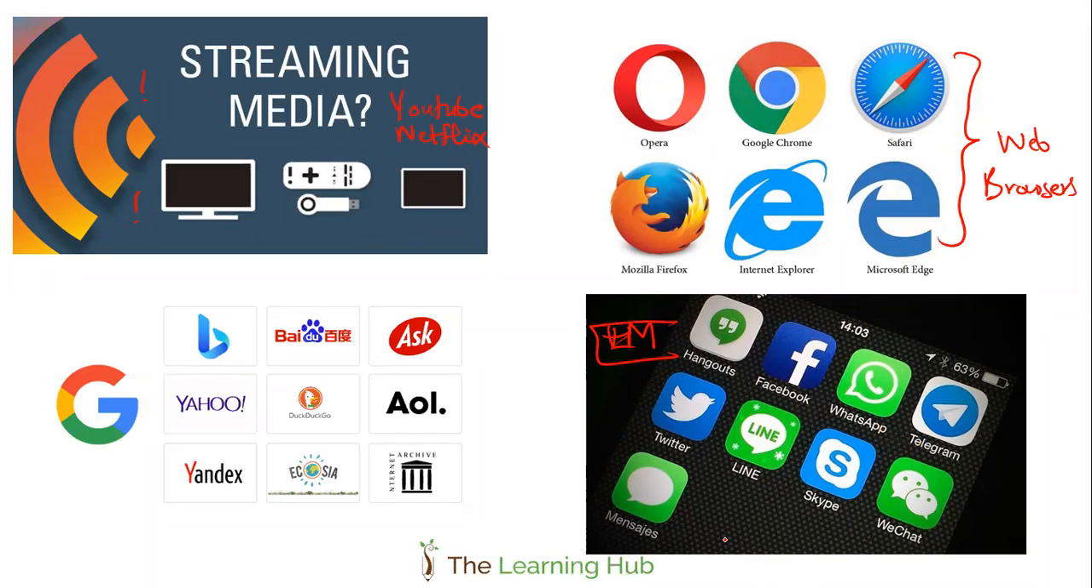Twitter. Twitter is actually a social media site. Line is also instant messaging. Skype is a video conferencing app. WeChat is also instant messaging, and you have the normal messaging app on your phone.